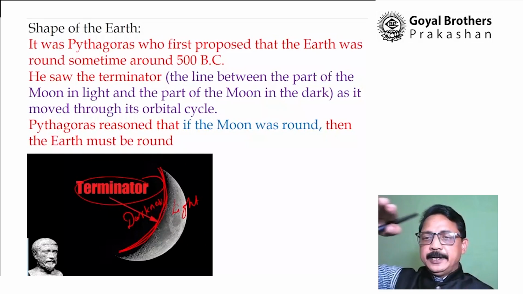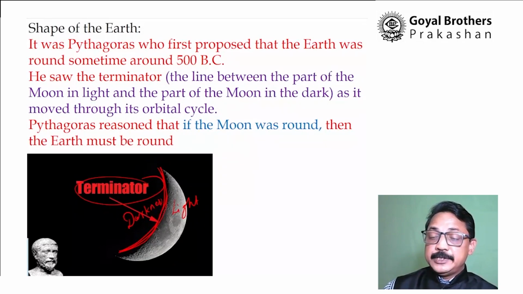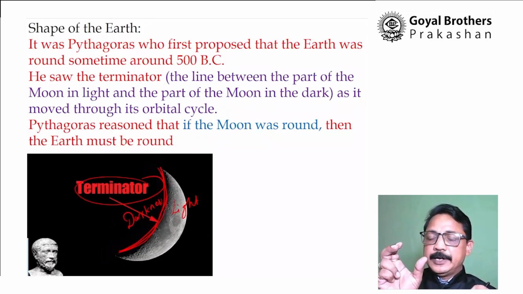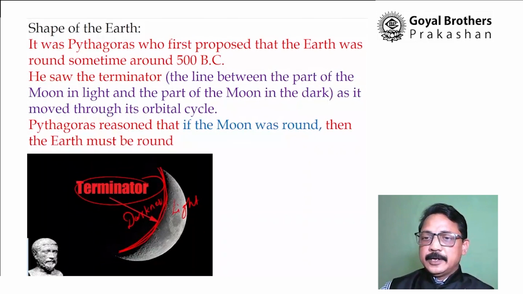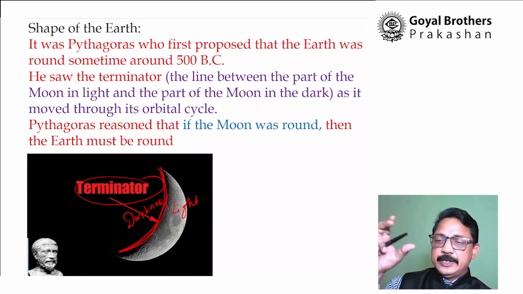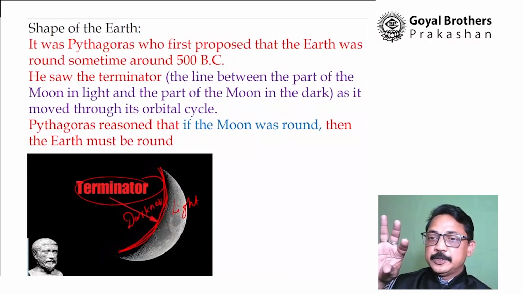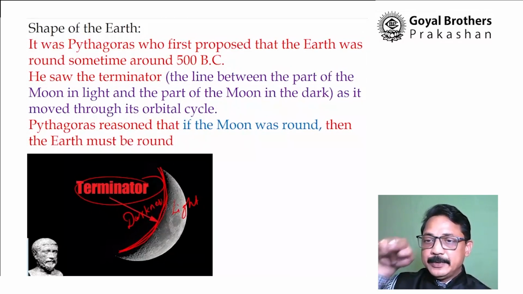He got an idea that Earth must also be spherical in shape, because spherical objects cast a circular shadow. You take a ball in your hand and you stand against the light, and if you see the shadow on the wall over there, if you make the light fall on that ball, the shadow will be circular in shape.